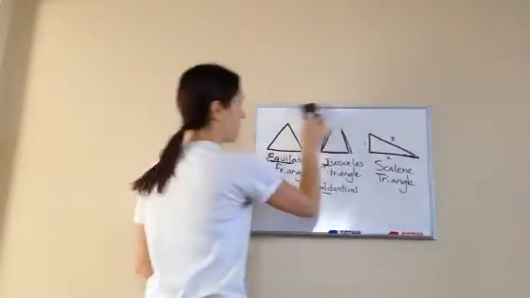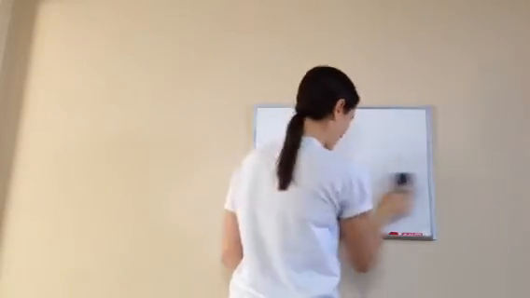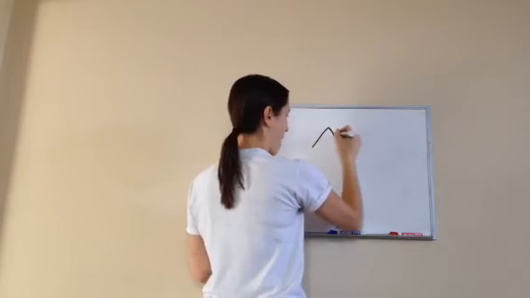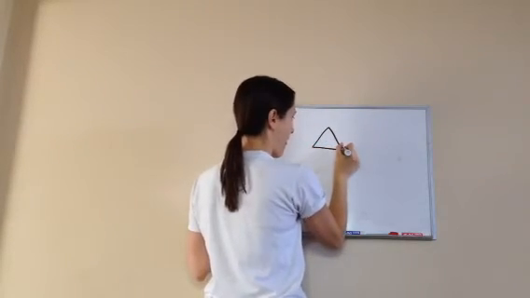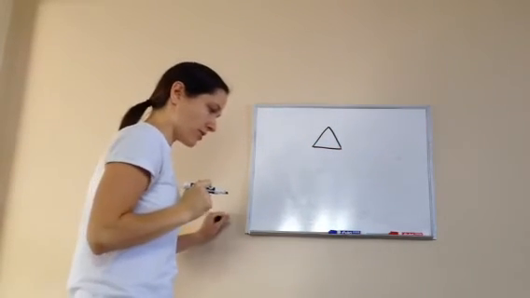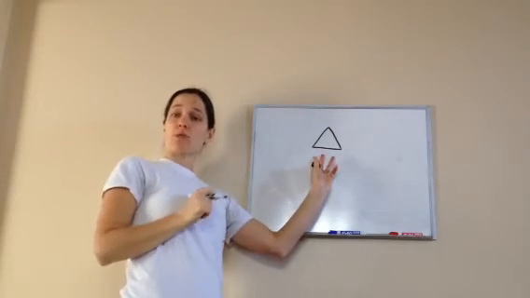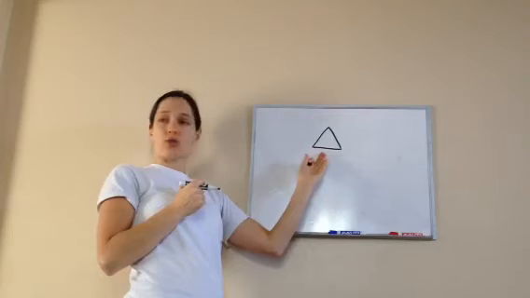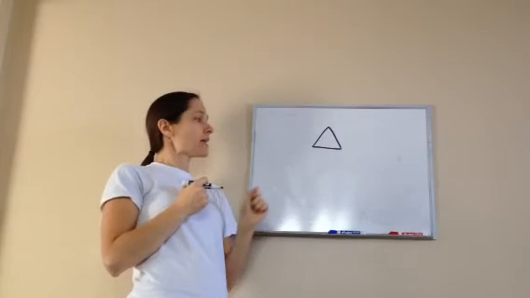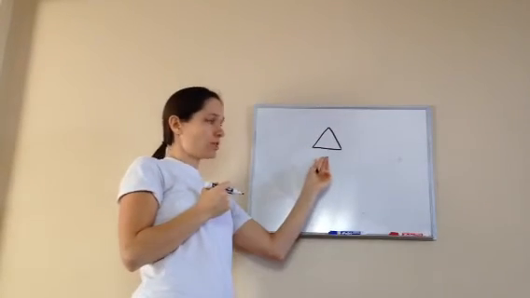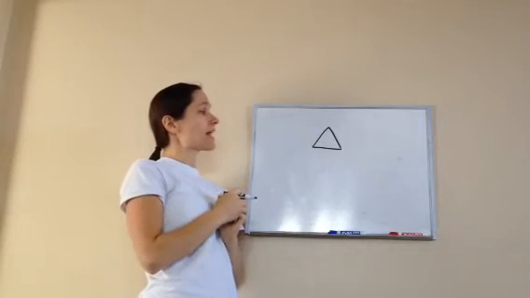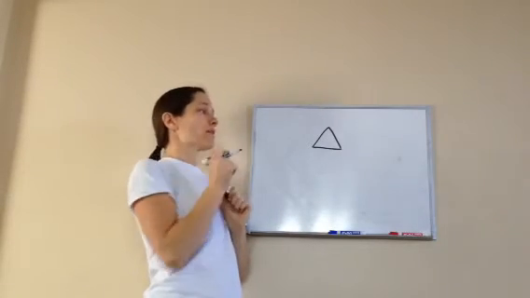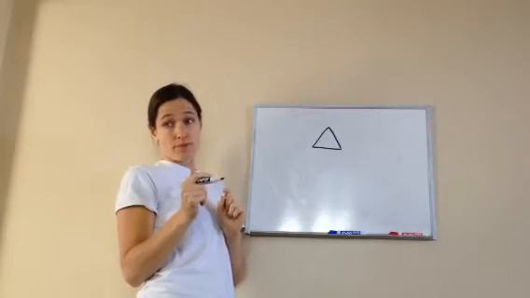All right. Now, let me ask you a question. I'm going to draw this back up here. Is this an equilateral triangle? Yes. Is it an obtuse triangle? No. Is it an acute triangle? Yes. Is it an isosceles triangle? No. Okay, that's where I was going to get confused as well.